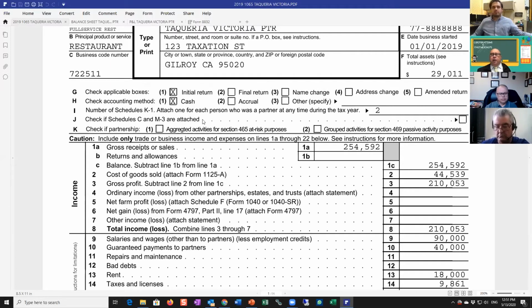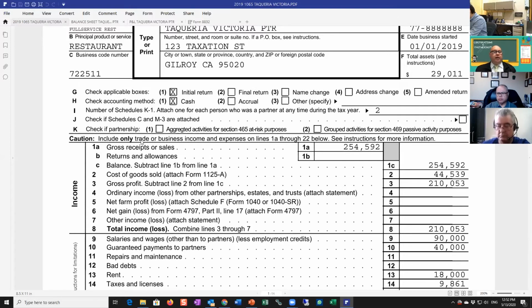This box you are very rarely going to use, because the requirement to file Schedule M-3 is that you need to have certain criteria. The criteria is this: your assets are equal to $10 million or more, or your receipts for the tax year are equal to $35 million or more. So honestly, I don't have a single client that would fall there. So I have never checked that box. I never use that.